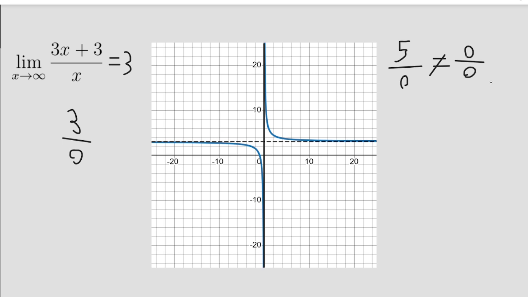This indeterminate form means that more analysis is needed. 5 over 0 means you have a vertical asymptote. So, there we go. Now let's move on and solve some problems.